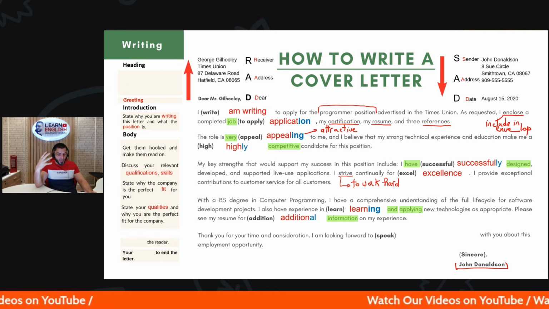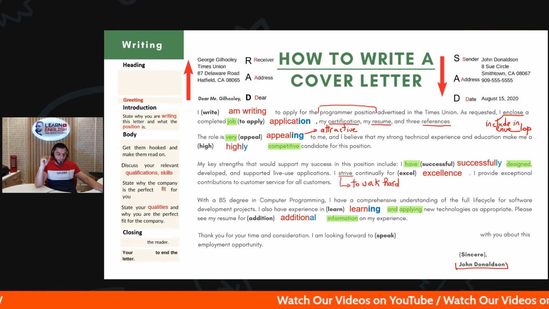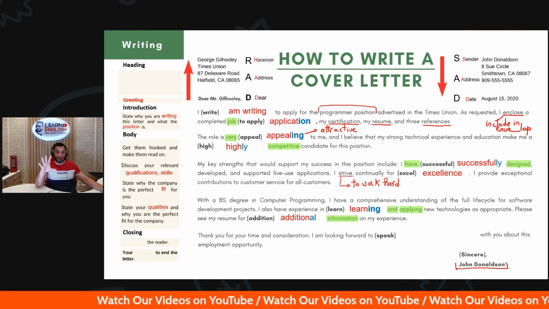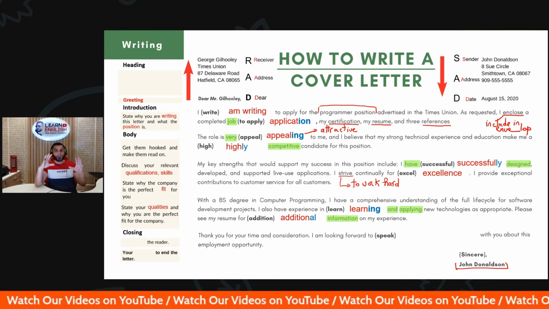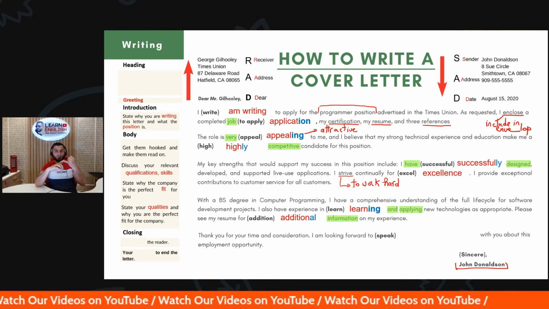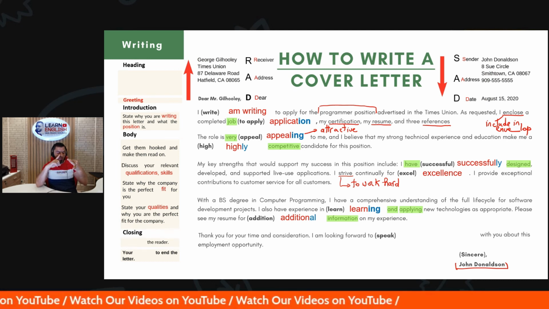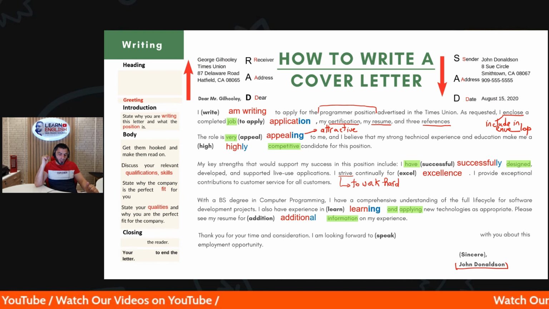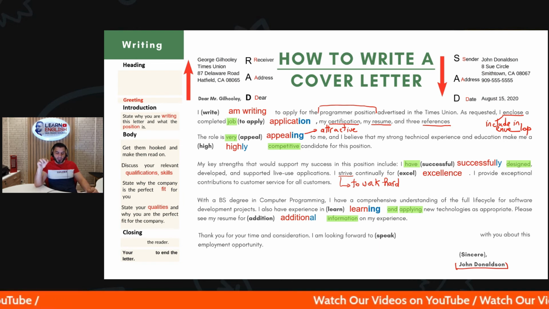So here, thank you for your time and your consideration. The last part is called closing the letter. So the different parts of the letter of application are clear. We have the heading, the introduction, the body, and the closing. So let's see what we can mention here in the closing part. Thank you for your time and consideration.